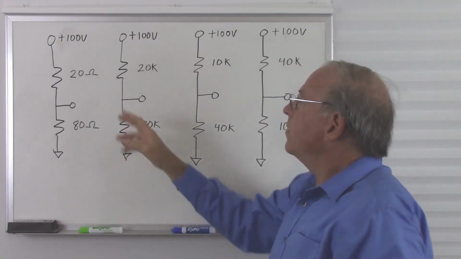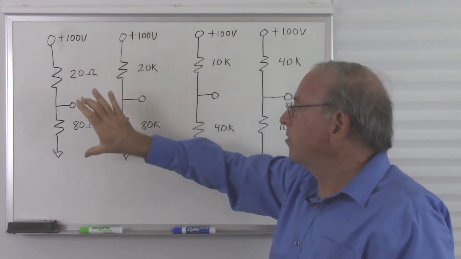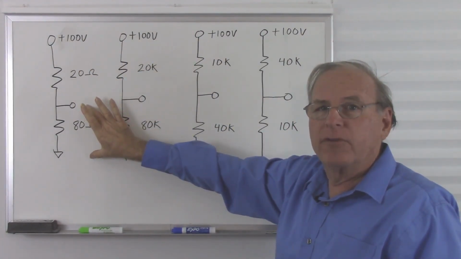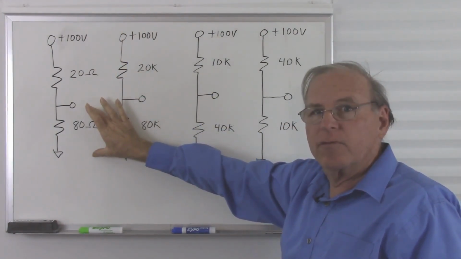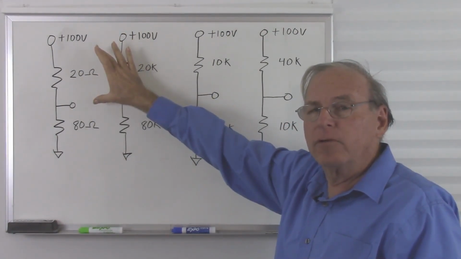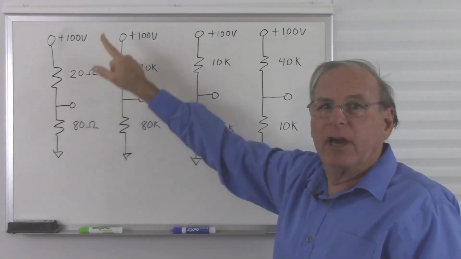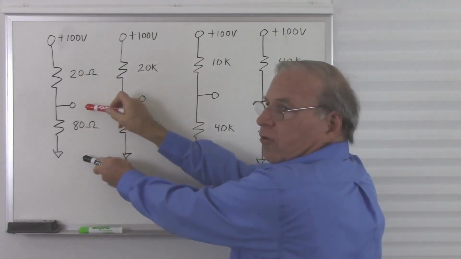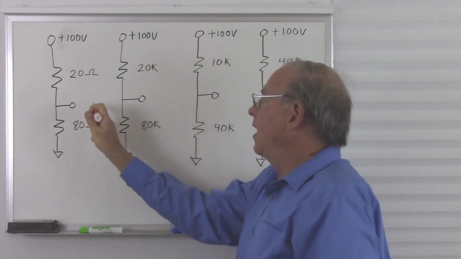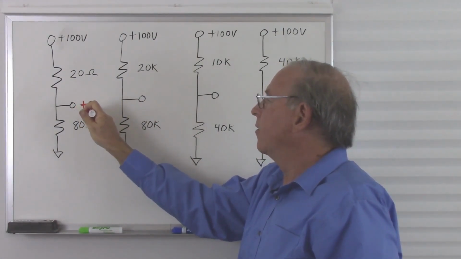So what do we have? We have 100 volts, 20 ohms, 80 ohms. That's 80% of our resistance. That's 20% of our resistance. So we get 80% of our voltage and 20% of our voltage. So what is 80% of 100 volts? Well, that's 80 volts. So the voltage across this resistor is 80 volts, and that's what we will measure here.